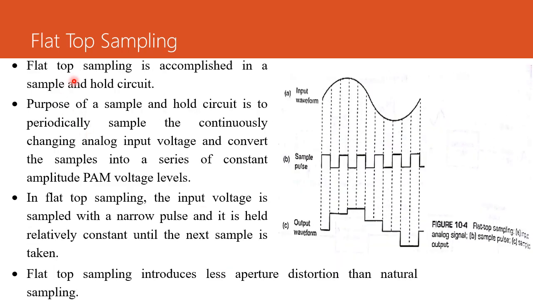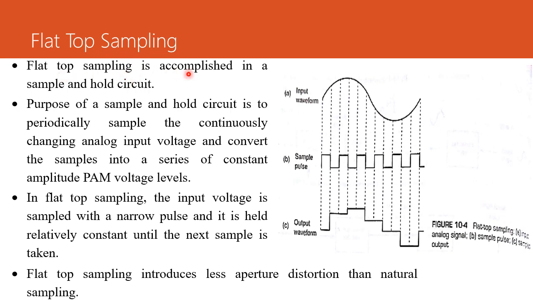So next is flat top sampling. We already saw in the previous slide that in natural sampling, your output retains the natural shape of your input signal. Still, it is not producing a relatively constant output, so the ADC still finds it difficult to convert that signal to a digital one. So we will go for flat top sampling.